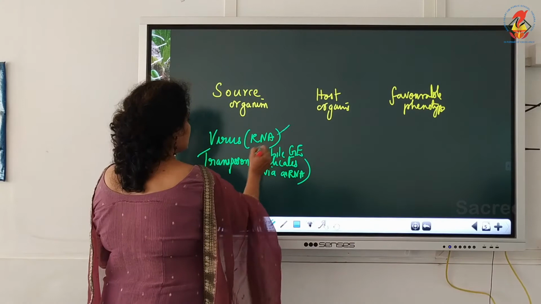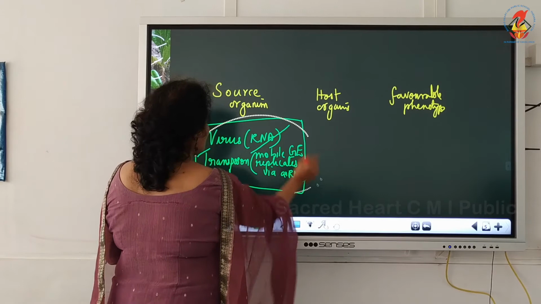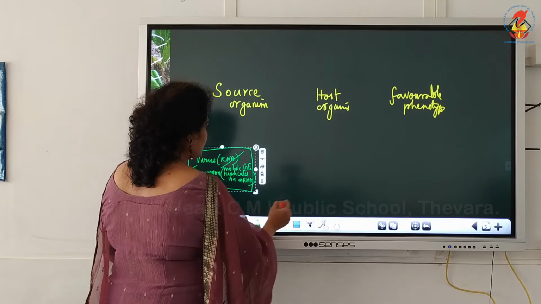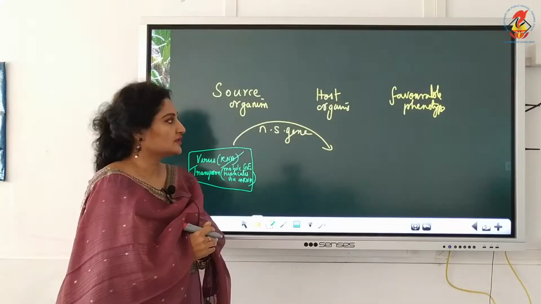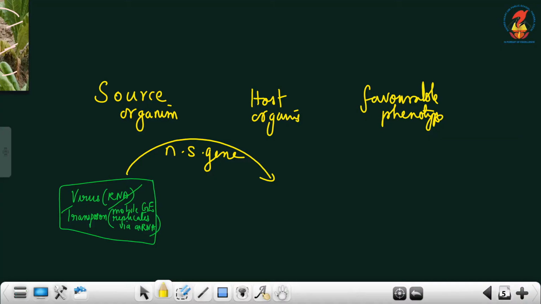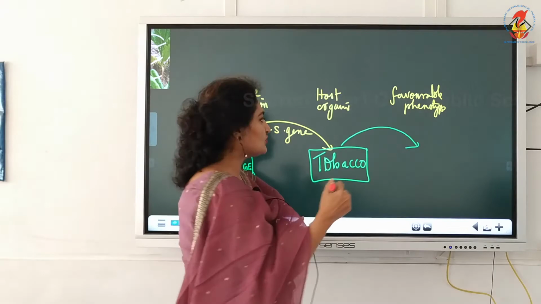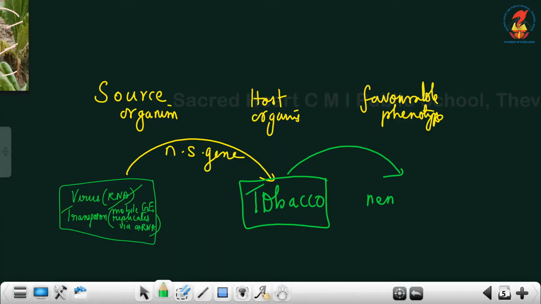So I put the source here. Then from this source we are taking the gene of interest. The name of the gene of interest is nematode specific gene. It's easy for you to remember. It is to target the nematode. It's transferred from this source into the host, and the host is tobacco. And as a result, what is the favorable phenotype because of this alteration in the genotype? We have a nematode resistant tobacco plant.